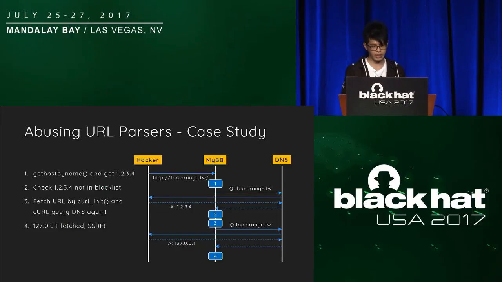So we set up a DNS server and let the first query resolve to a non-blacklisted address, such as 1.2.3.4. After we pass the check, my bot will fetch the URL and query the domain again. At that moment, we change the DNS record to 127.0.0.1. The state in check is 1.2.3.4, but the state in use is 127.0.0.1, so that we can bypass the restrictions.